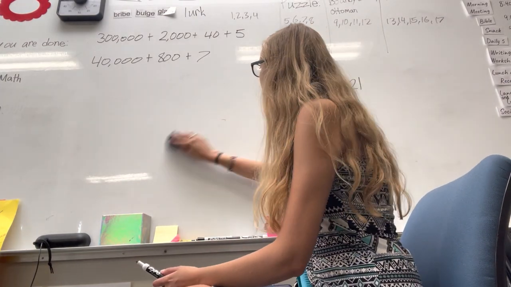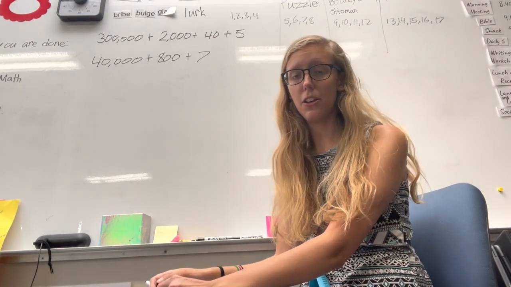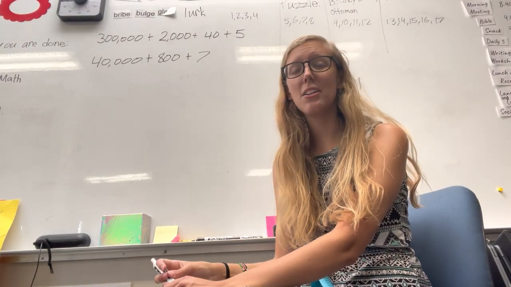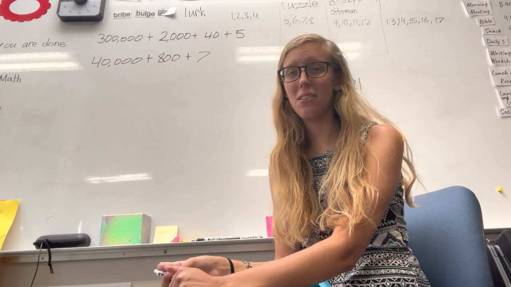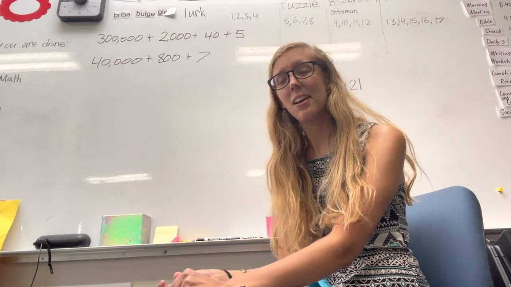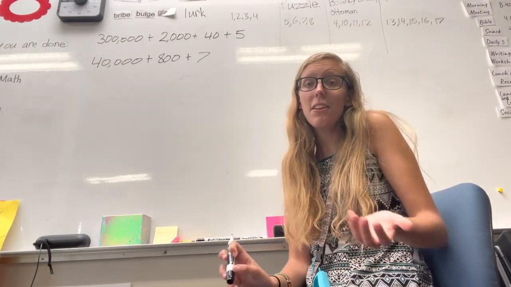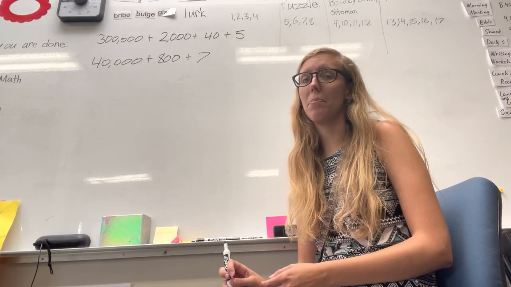Remember, if you get stuck, you can write out or you can sing those place values. Ones, tens, hundreds, thousands, 10,000s, 100,000s, 1,000,000. All right, and make sure you have a number in each of those place values. Even if it's a 0, there has to be something there.